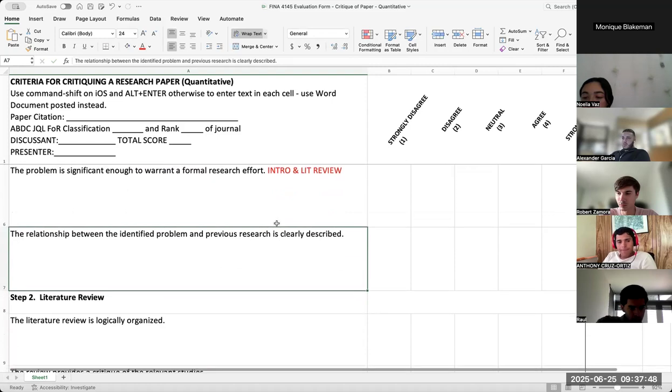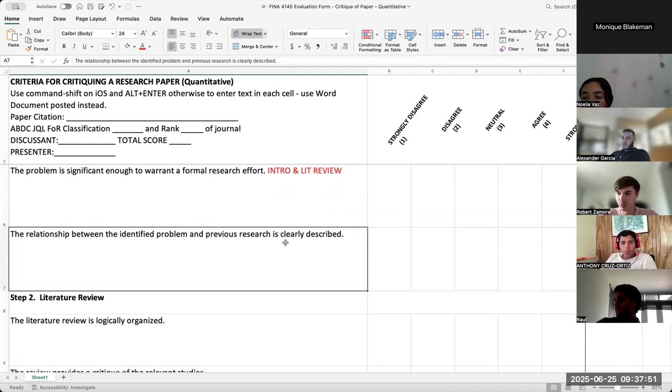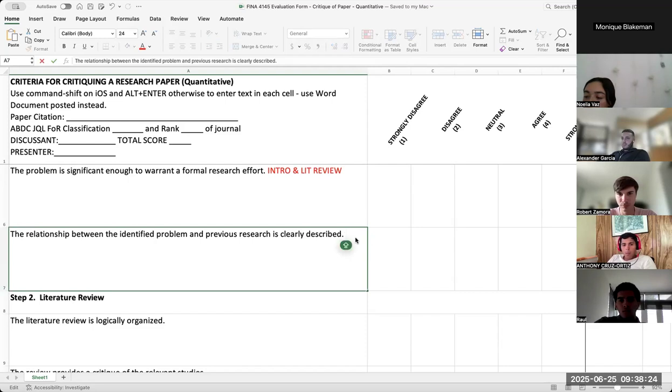The relationship between identified problem and previous research is clearly described. Where do you think that's going to go? Right, right. So you're going to provide evidence about how the relationship has been described in the past, and then how you're going to single out your research as unique or distinct in the intro, again, intro and lit review.